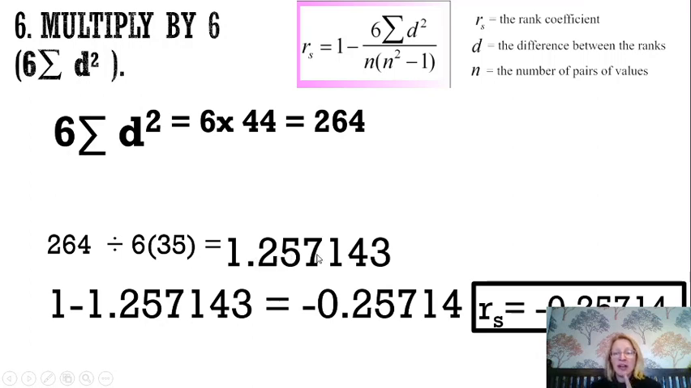1.257. Now the next bit is the bit that people always forget to do, which is the 1 minus this figure here. Okay, so 1 minus 1.257 gives you minus 0.257. So our Spearman's rank value then for this is minus 0.25714, I suppose, but we would round it to, I think 3 decimal places would be appropriate for this one.